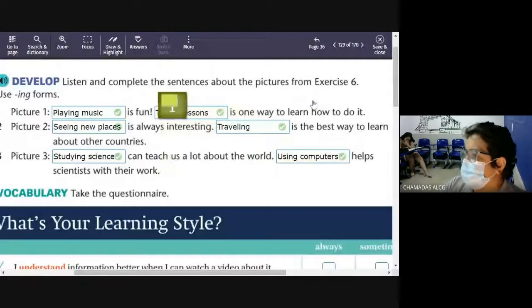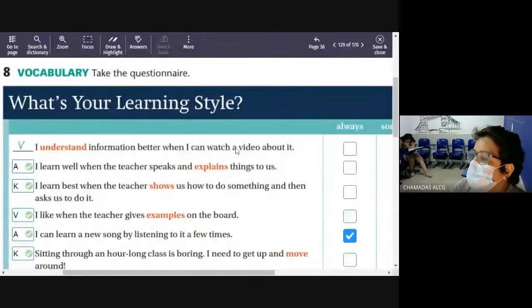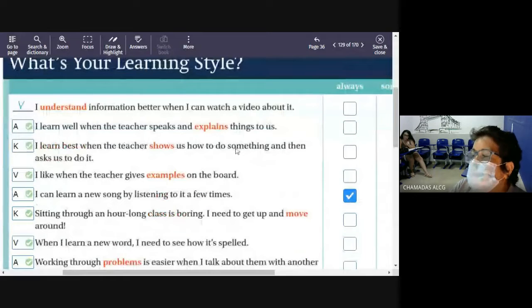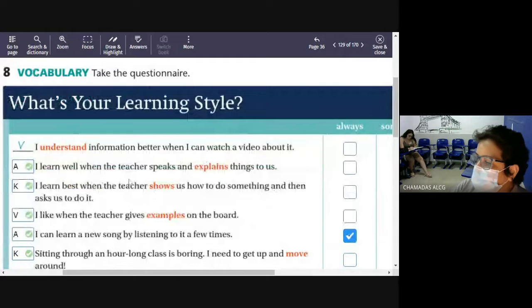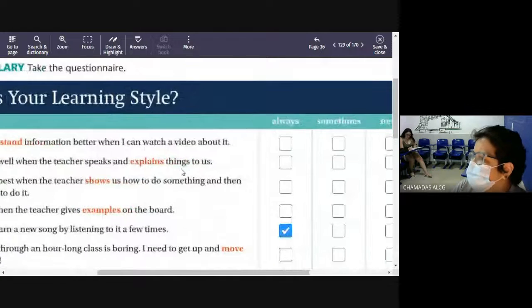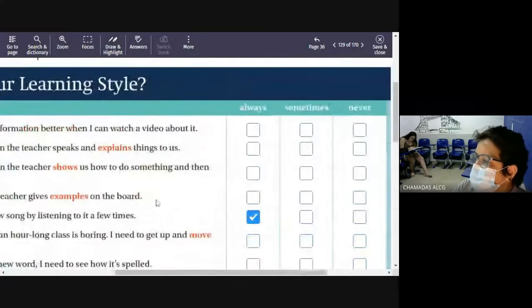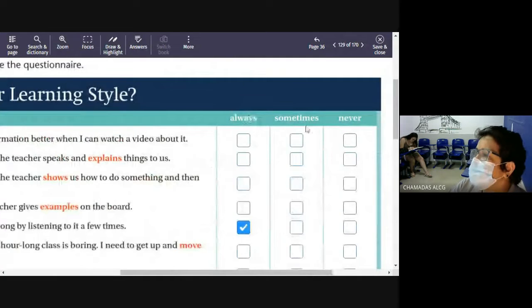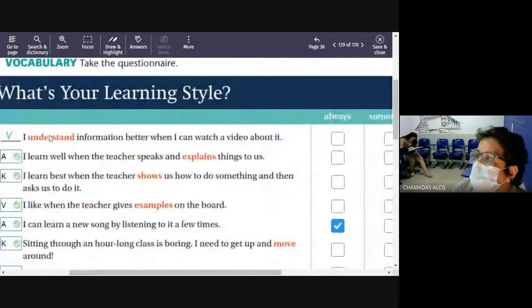Done. All right, people. So here we have a questionnaire that I think we started last week, but we haven't actually finished. Okay, so let's say, what's your learning style? So here they want us, I think I asked you to do this for homework, right? Read the sentences and choose if you do the things always, sometimes, or never, okay? So let's see the first one. I understand information better when I can watch a video about it.